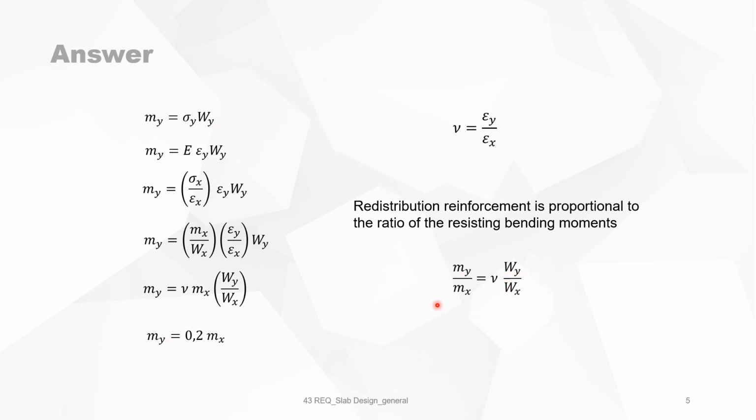Now, when you have an isotropic material, when Wy is equal to Wx, as in most cases, then you end up with My over Mx equal to nu, which is 0.2 for concrete. So you see here that the secondary reinforcement is at least 1/5 of the main reinforcement.